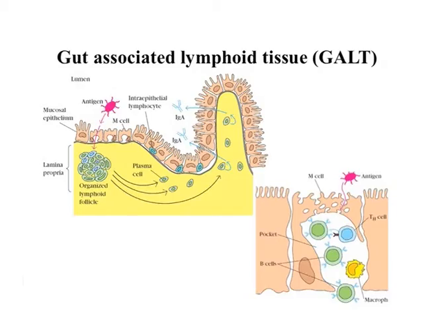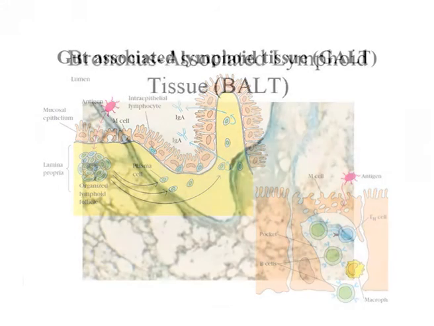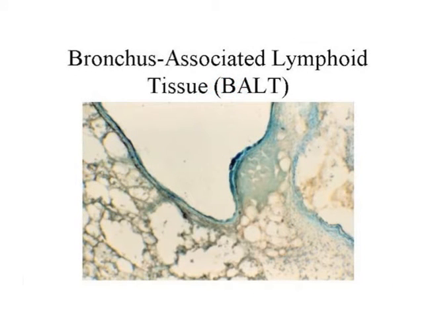Also, in our GI tract, the mucosa-associated lymphoid tissue is present just below the mucosal epithelium layer, and the MALT, or mucosa-associated lymphoid tissue, in the gut is called gut-associated lymphoid tissue or GALT. Similarly, the mucosa-associated lymphoid tissue of the respiratory tract is called BALT, that is, bronchial-associated lymphoid tissue.